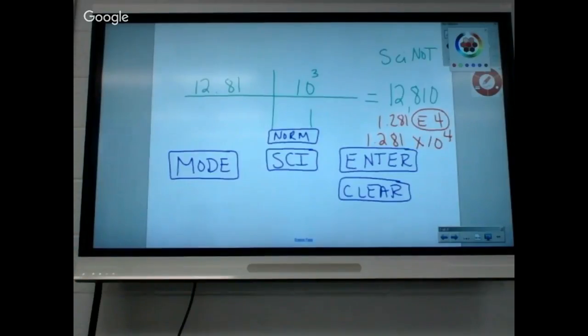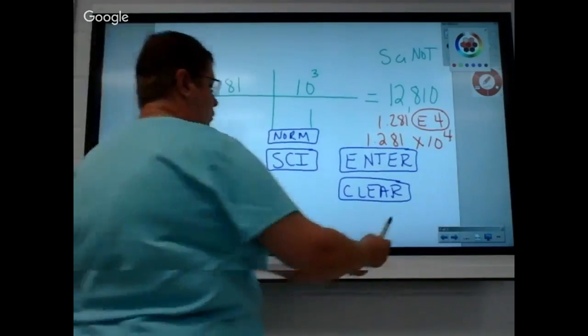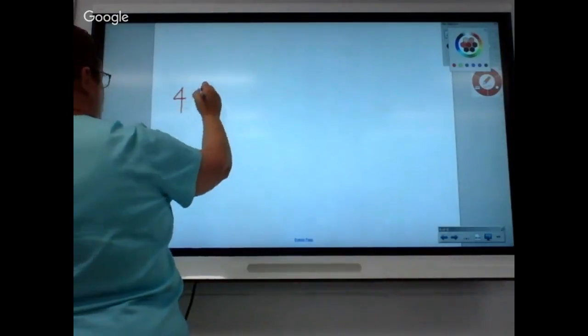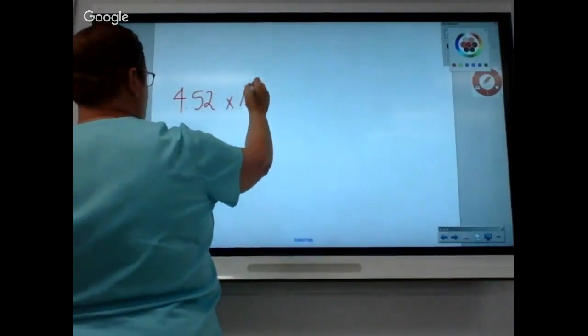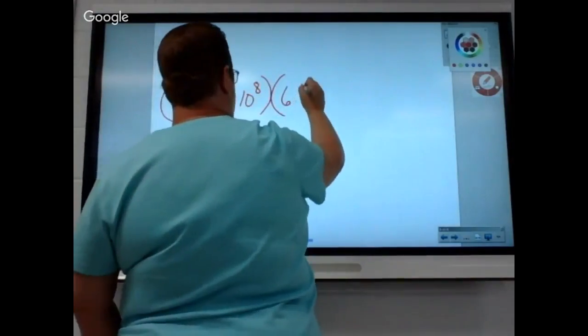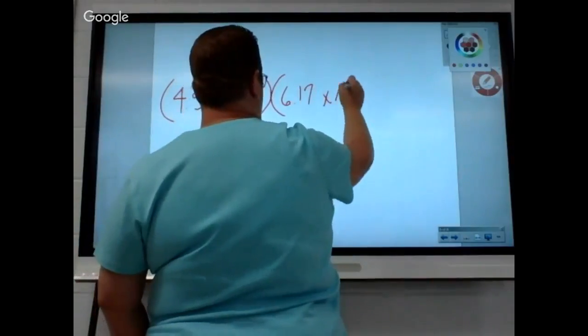Okay. Now, can we use the scientific calculator to punch in scientific notation? Have we used that before? Don't know. Okay, let's try that. Everybody got what they need? Cameron, you got it? Okay. So let's say that you have a problem like 4.52 times 10 to the 8th times 6.17 times 10 to the 9th.